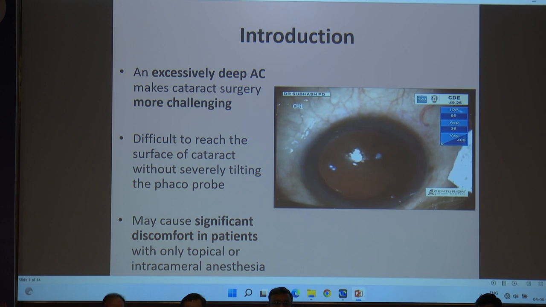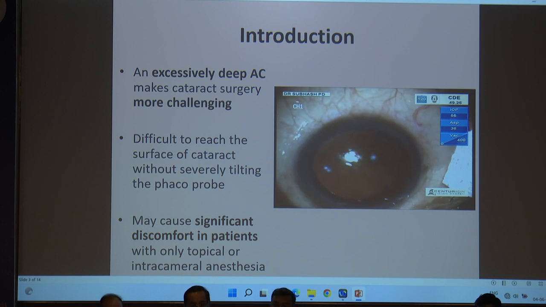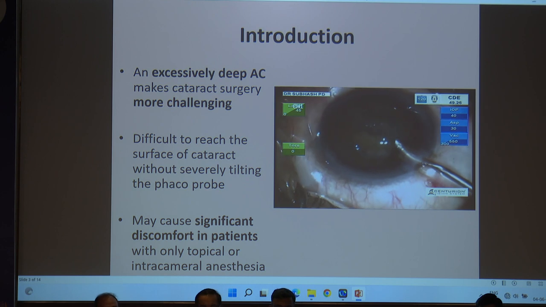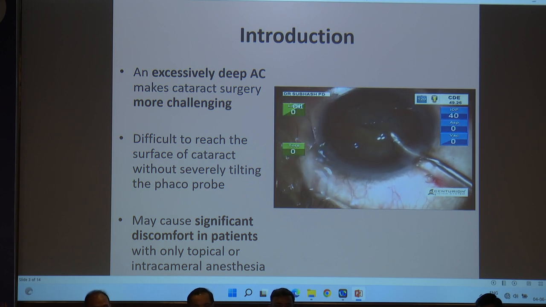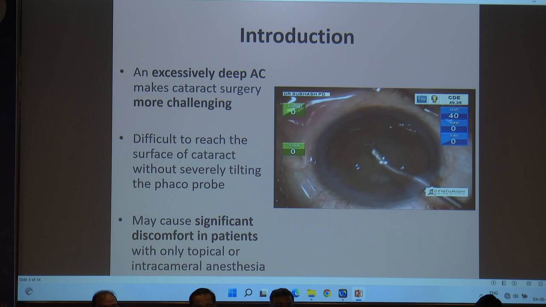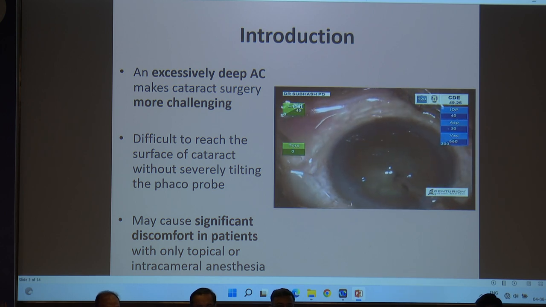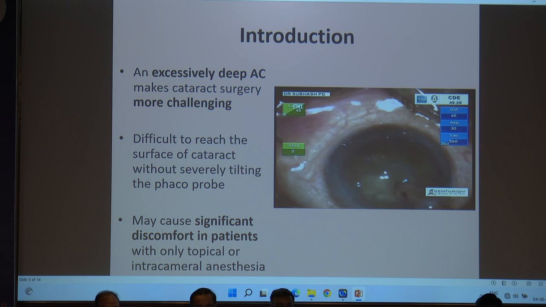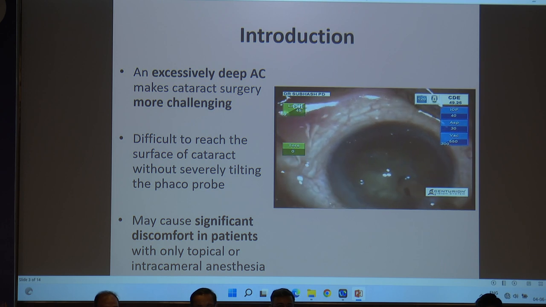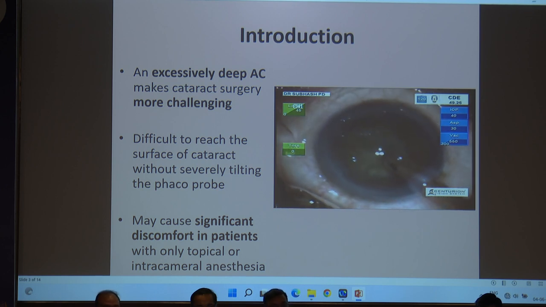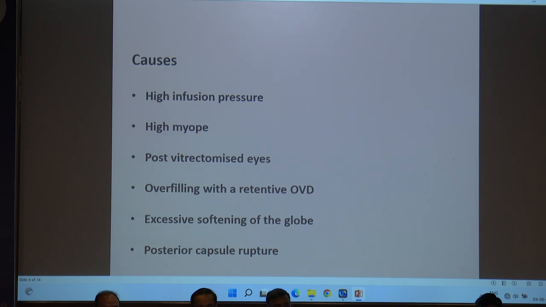So the moment I entered the anterior chamber with my phaco handpiece and started the fluid on, just observe how the chamber deepens so deeply that it is actually difficult for me to place the phaco probe in the center or do any kind of sculpting or any maneuver. It is almost a 75 degree axis at which the phaco probe is being held. So it's really very difficult to do phaco in such a situation.